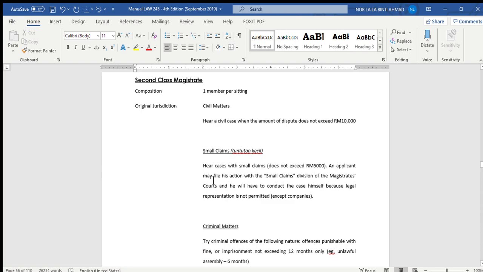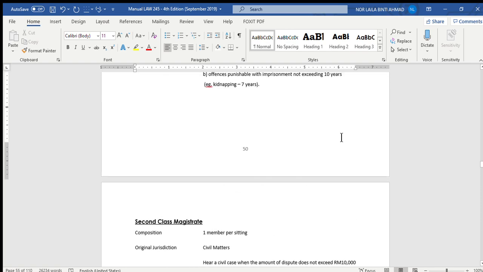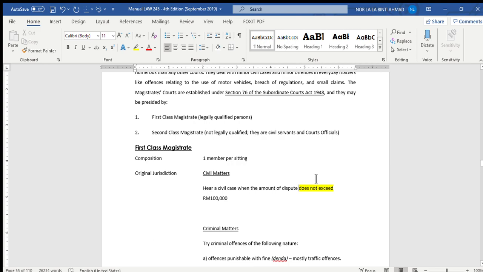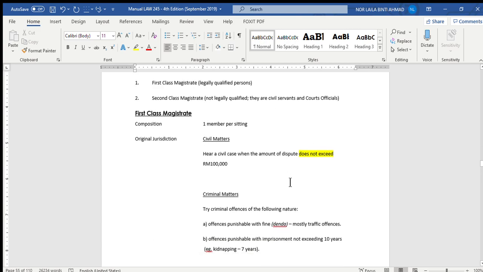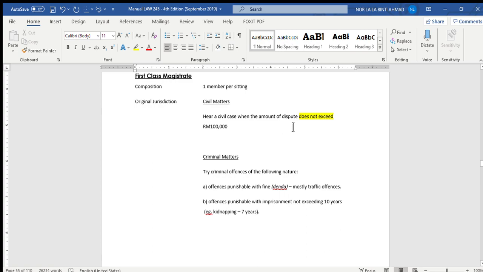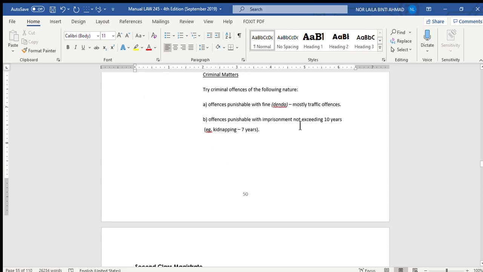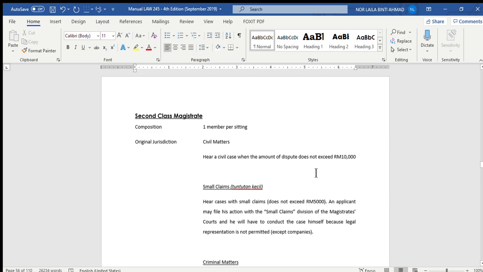For the second-class magistrate, the composition is similar to the first class, one member per sitting. Original jurisdiction, civil matters: a civil case when the amount of dispute does not exceed 10,000 ringgit. So how may you compare it with the first-class magistrate? The first-class magistrate is more. Yes, the amount of dispute is more, meaning that they can have more subject matter as compared to the second-class magistrate.